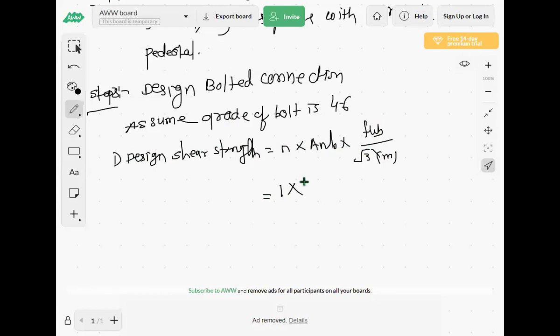So 1 into Anb, pi by 4 into d, 20 diameter. So Anb, sorry, I think we are taking 0.78, no? 0.78 into pi by 4 into 20 square is the Anb, into fub. So for 4.6 grade, how much is fub? It will be 400 divided by root 3 into gamma m1, which is 1.25. So tell me the shear strength now.